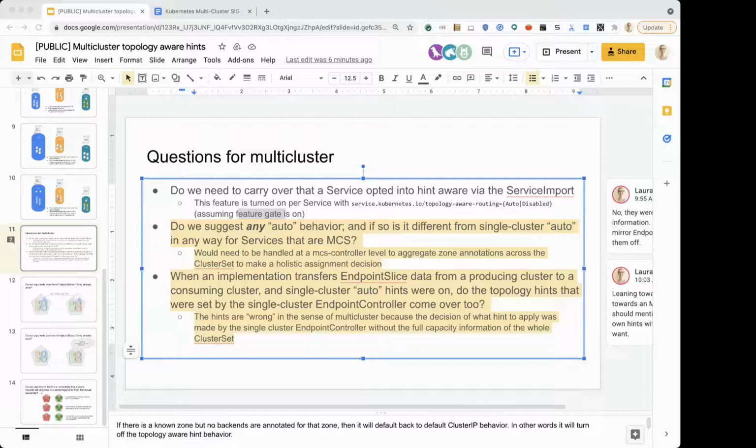Yeah, that's a good point. I mean, it will just be a no-op, right? It'll just fall back to a default round robin, whatever. I don't know that there's much you can do to get around that, unfortunately. It would be nice if multi-cluster could sync feature gates across, but I know that's a much bigger thing.